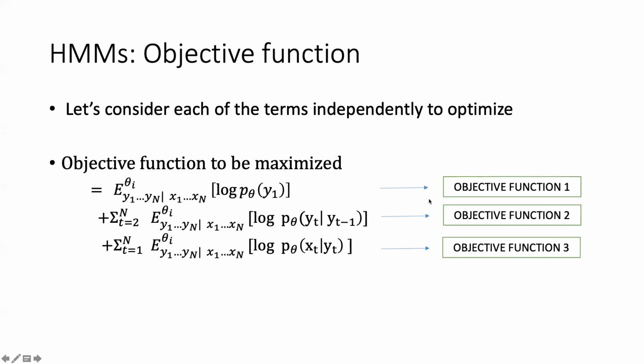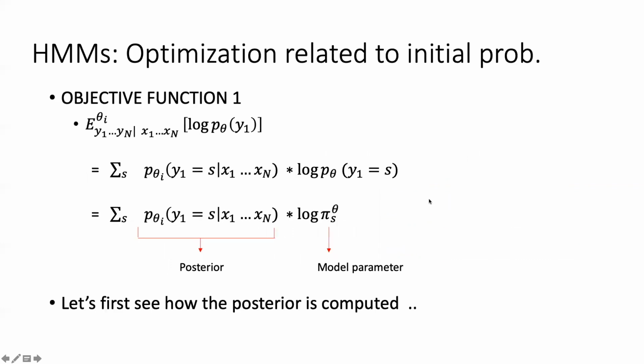Let's first consider objective function 1 and optimize it to find the estimate for the initial probabilities. First, we have to compute the expectation over the hidden sequence. Expressing this expectation as a summation over the conditional distribution, we can rewrite it in terms of the posterior and the model parameters. Let's see how to compute this posterior, and then we'll come back to this expression and substitute it.